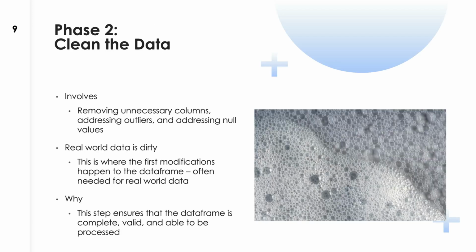In the next phase, we want to clean the data. This involves removing unnecessary columns, addressing outliers, and addressing null values. Real-world data is typically dirty. This is where the first modifications will happen to the data frame. It's often needed to manage real-world data. This step ensures that the data frame is complete, valid, and able to be processed later on in the data analysis.